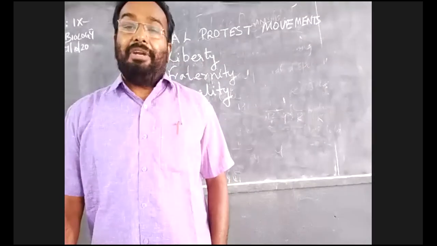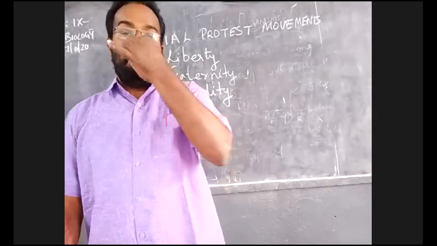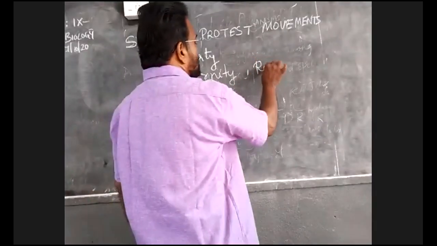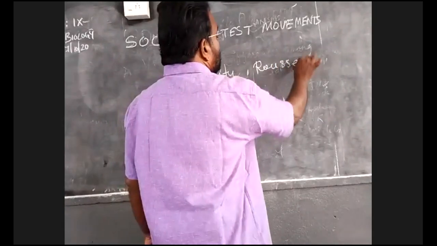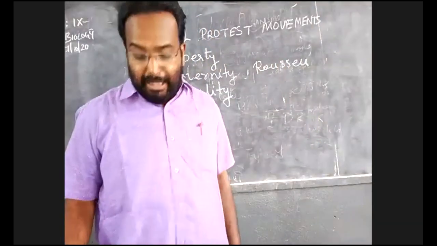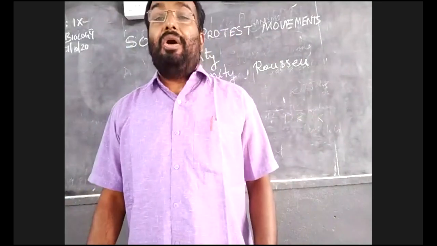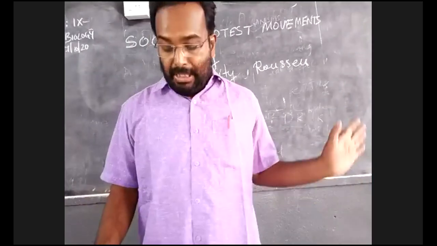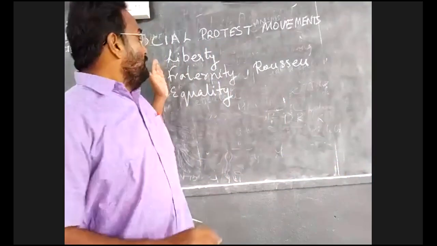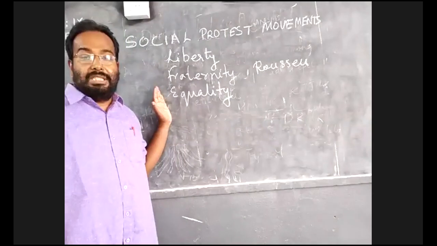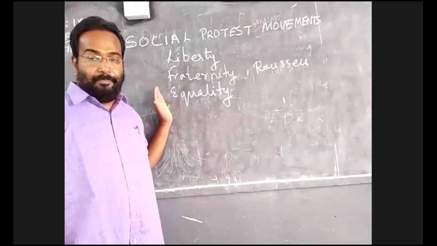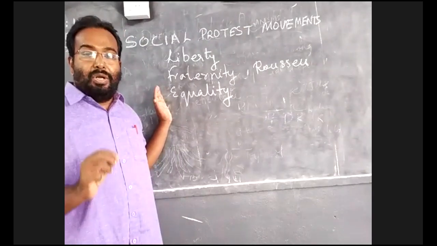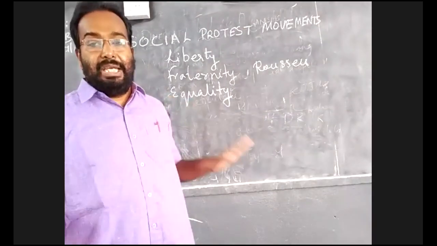This idea was given before the French Revolution by Rousseau. Rousseau has given this idea, and this idea was spreading all over the world. These 3 ideas, liberty, fraternity, and equality, were spreading all over the world. Not only the rich people, not only the administrators, not only the rulers, everyone is equal.